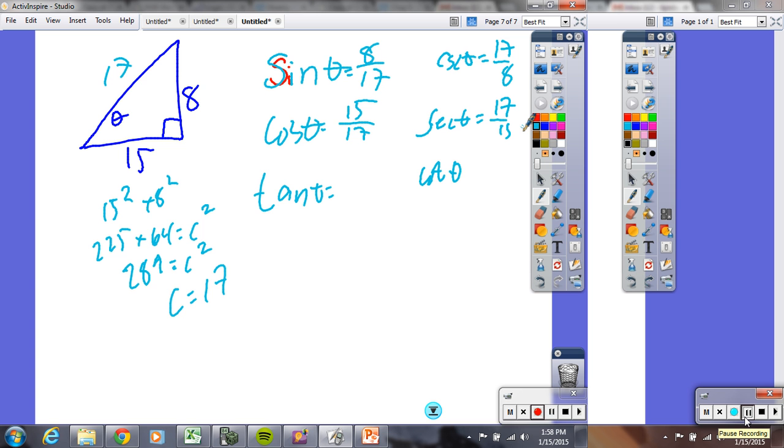Okay, tangent of theta is opposite over adjacent. So 15 over 8 and 8 over 15.